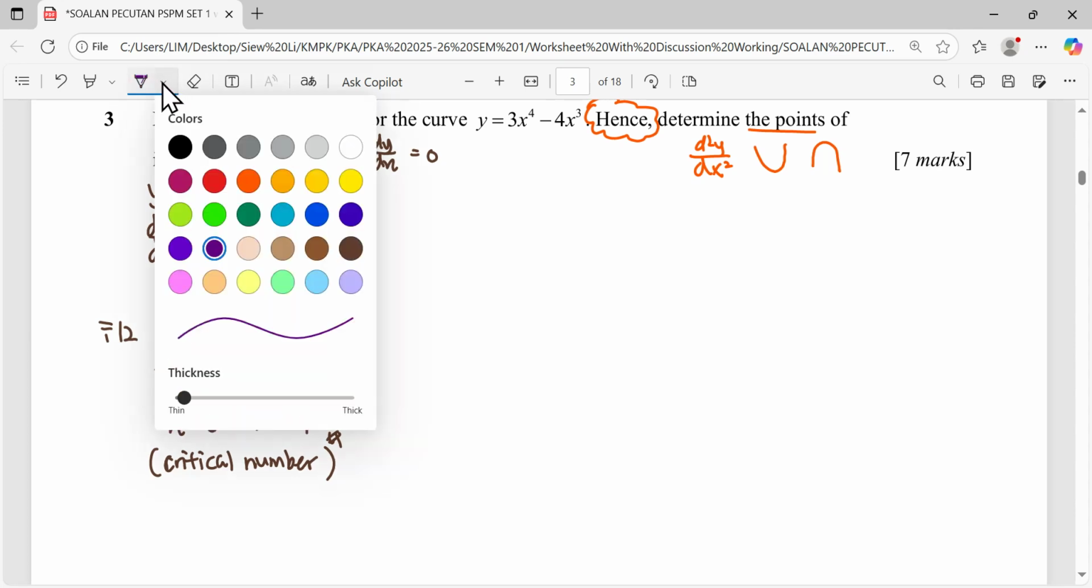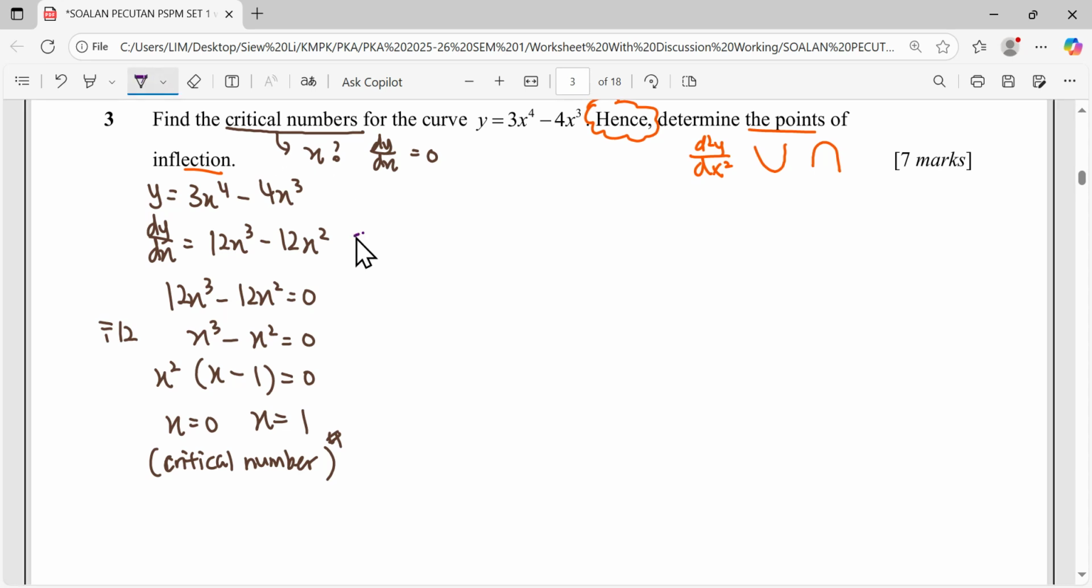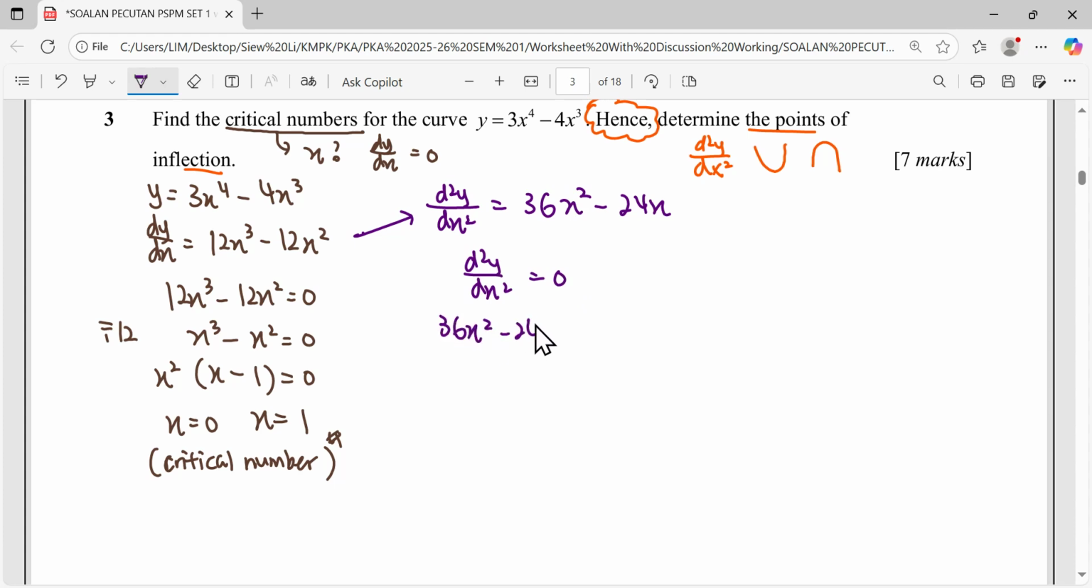So from there, we need to find our second derivative. When finding d2y/dx squared, differentiate one more time. Power moves to the front, power minus 1. From the second derivative, we consider that there may be an inflection when d2y/dx squared equals 0. So we try to find it first: 36x squared minus 24x equals 0. We simplify by dividing by 12: 3x squared minus 2x equals 0.